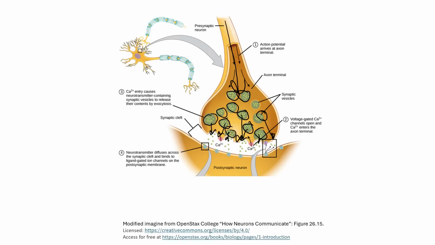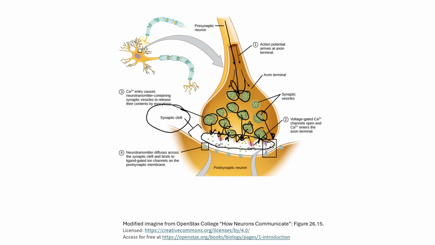And those neurotransmitters, as you see, are released into what? The synaptic cleft, the space that exists between the axon terminal button of the presynaptic neuron and the dendrite of the postsynaptic neuron.